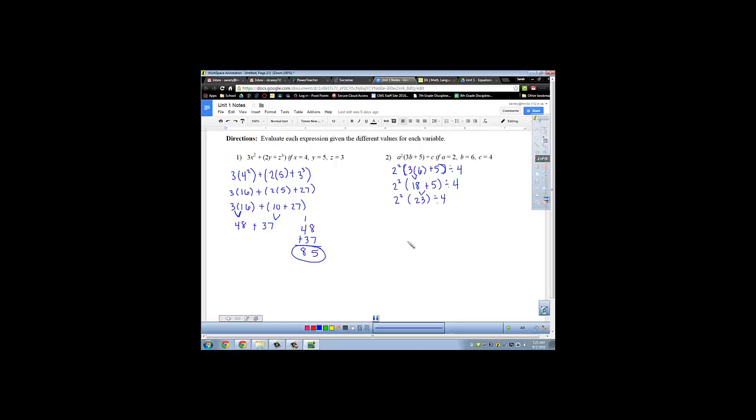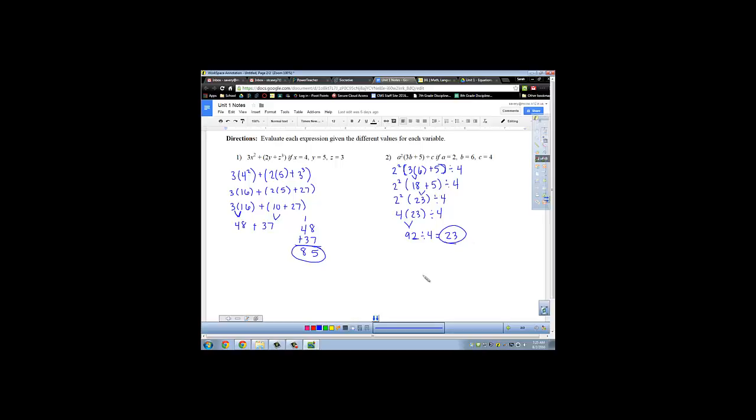So I'm technically done with my parentheses because, again, I have parentheses here, but in this case, it's just meaning multiplication because I can't do anything with a 23. It's just going to sit there for now. 2 squared is 4. Rewrite the rest of the problem. 4 times 23 is 92. And then 92 divided by 4 is going to give me 23.